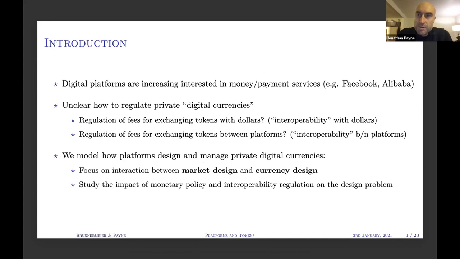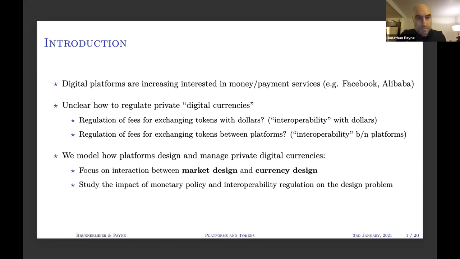Okay, so there's been a lot of recent interest from digital platforms in getting involved in the provision of money and payment services. To take a couple of examples, in China, you can think about Alibaba and WeChat essentially dominating the digital payment environment. In terms of the US, you can think about Facebook's attempts to get Libra going, and Diem as it's now called. So there's been a lot of recent interest from these digital platforms in these money-like services.